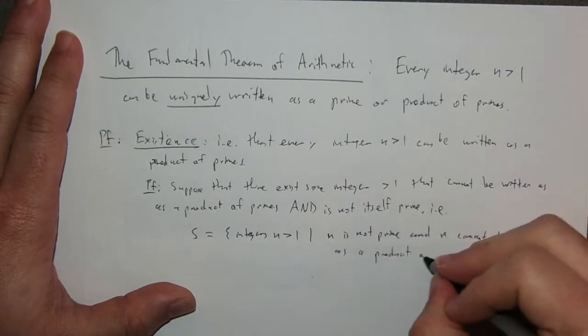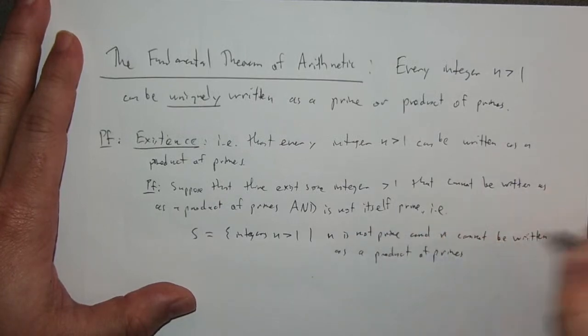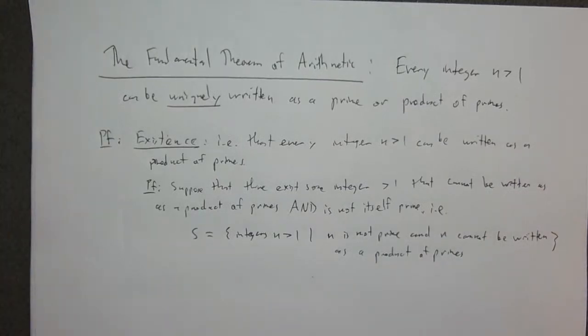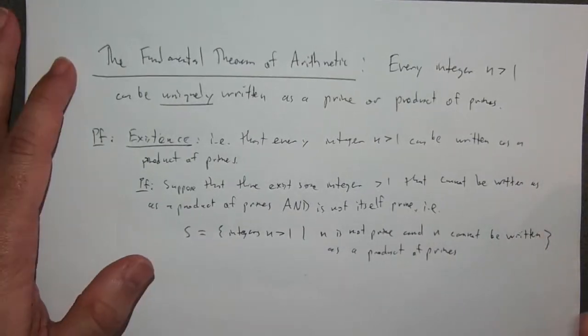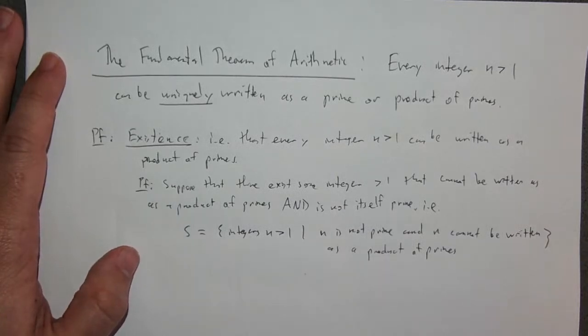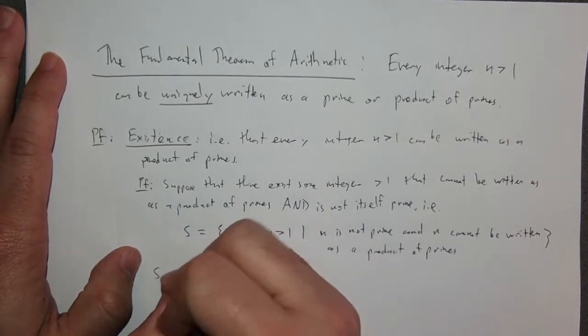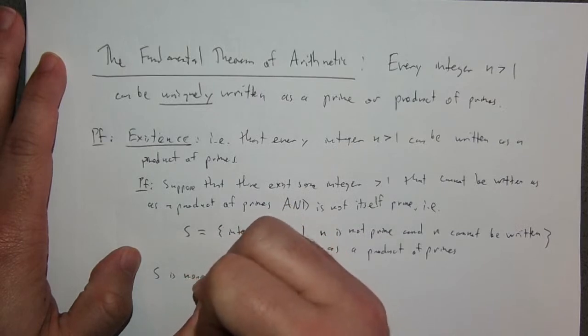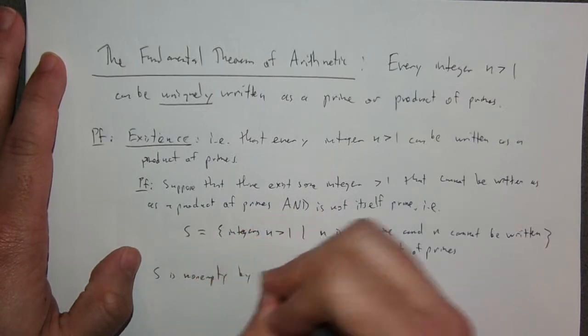You probably already know what's coming. Well, what kind of set is this? So by this supposition, since I'm obviously proceeding by contradiction here, this assertion that I've made means that S is non-empty. So S is non-empty by the above assumption.